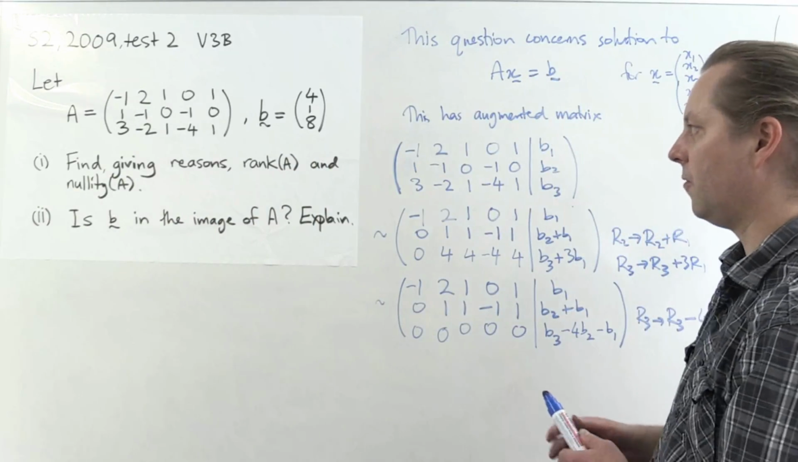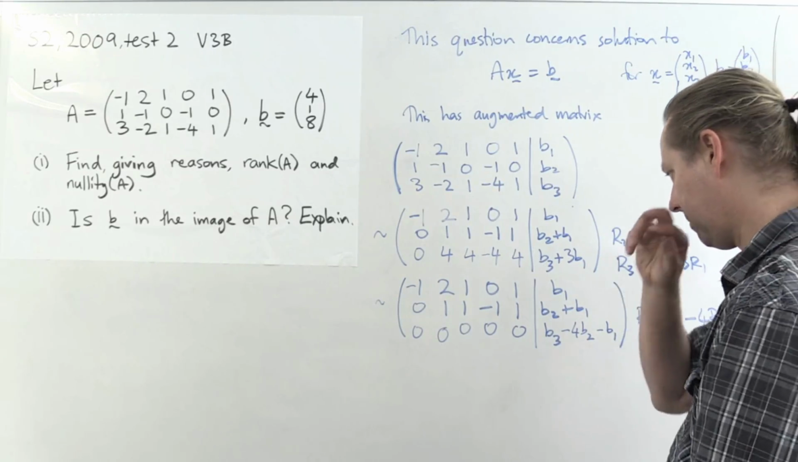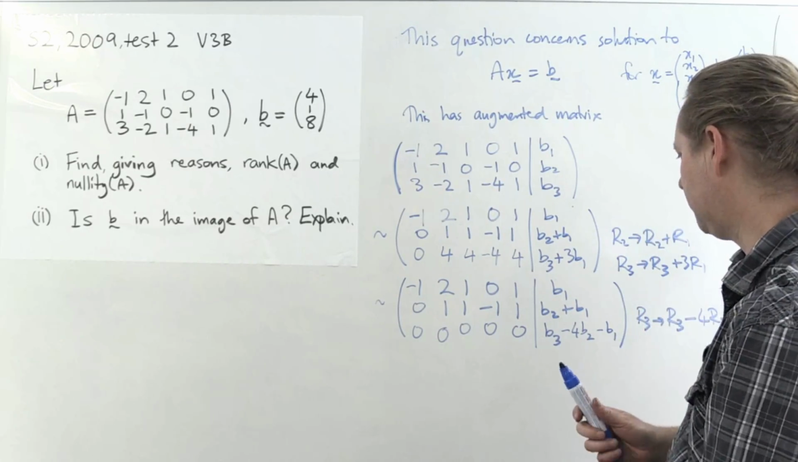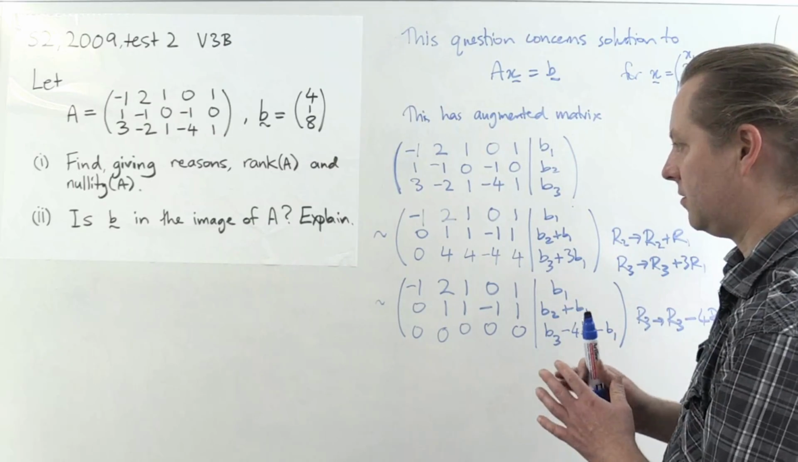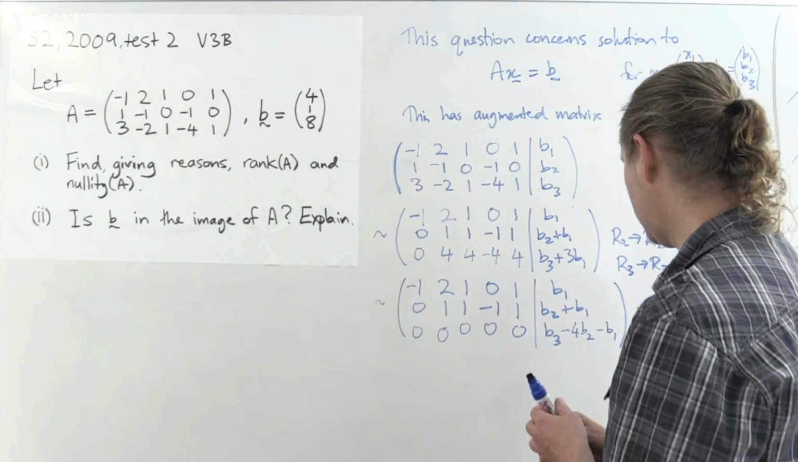So why were we doing this? Forgotten all about what we were doing this for. We want to find the rank of A and the nullity of A. Okay. So maybe I'll just do the rank of A first.